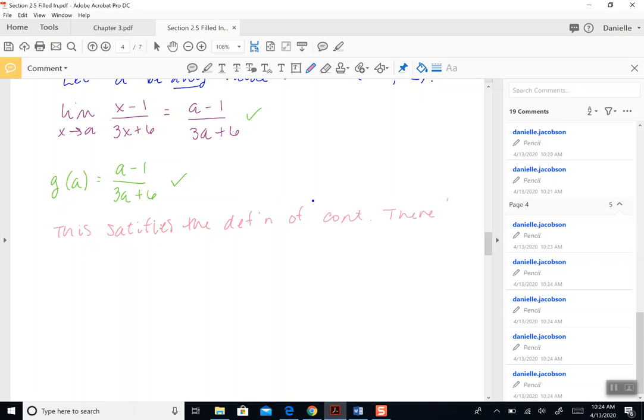Therefore, g of x is continuous at x equals a, where a is any number in the interval negative infinity to negative 2. Okay, so a little bit abstract in that you have to name A to be in that interval, but once you're able to do that, the process is the same as what we did in example 3.